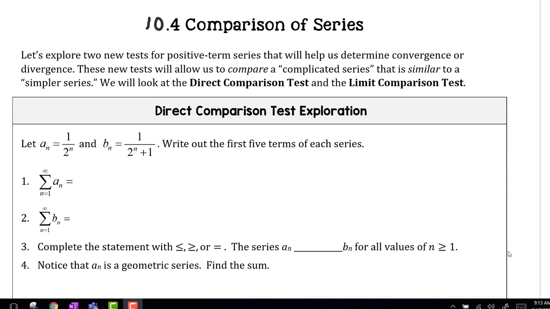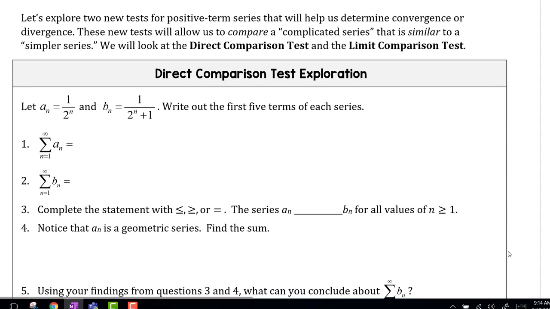This is part 1 of lesson 10.4, comparison of series. In this section, we are going to look at two new tests that allow us to compare series for convergence and divergence with ones that are more complicated, so we can look at series we know that are simpler that converge or diverge. These two tests are called the direct comparison test and the limit comparison test. So let's start with the direct comparison test.